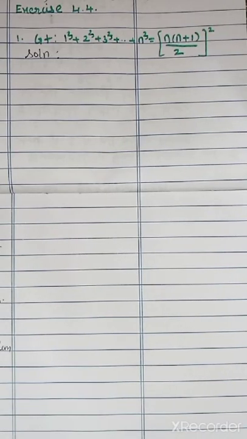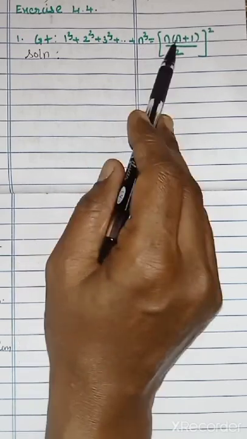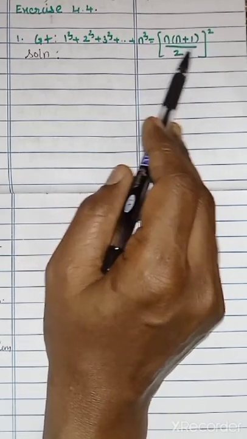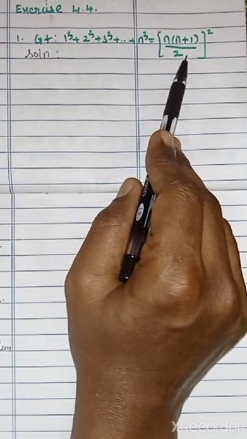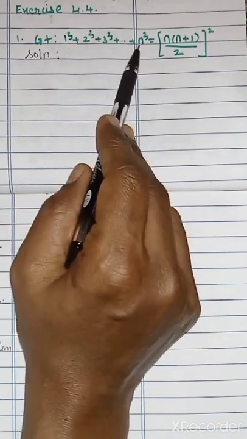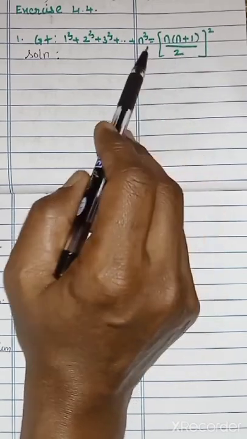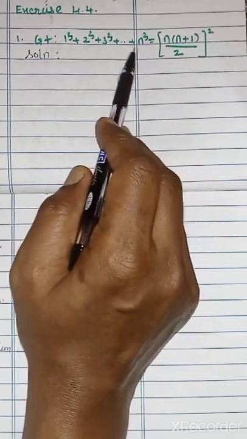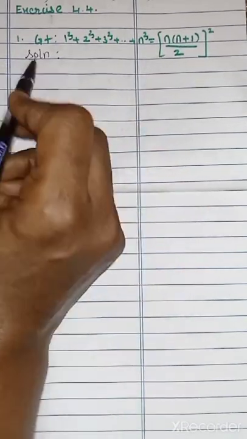Exercise 4.4, first problem. By the principle of mathematical induction, prove that for n greater than or equal to 1, 1 cube plus 2 cube plus 3 cube etc. up to n cube equal to n into n plus 1 by 2 the whole square. So this is a result. Like the sum of n natural numbers, this is the sum of cubes of n natural numbers. The formula is n into n plus 1 by 2 the whole square. So we are going to prove the given statement is true by using the mathematical induction method.